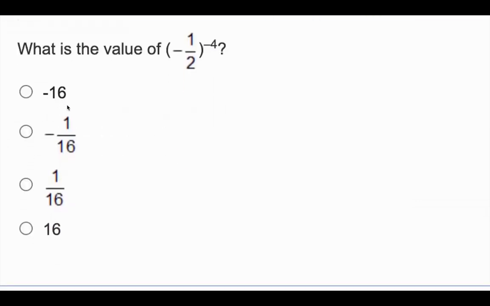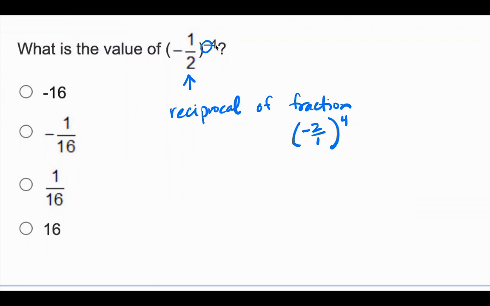What is the value of negative 1/2 to the negative 4? Remember, this is where that reciprocal rule is really helpful, because you can get all sorts of confused with negatives and negative exponents and fractions. So the first thing I'm going to do is change this negative, and take the reciprocal of the fraction. The reciprocal of that fraction is just flip top and bottom. So that's going to be a negative 2 over 1 to the positive 4. And now negative 2 over 1 is just negative 2 to the positive 4.